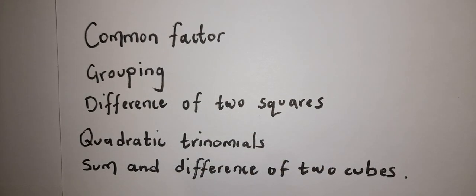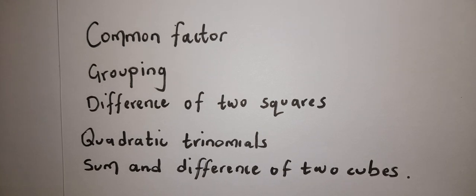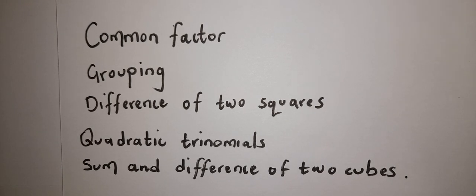So a common factor is simply a term or a number or a variable that is common to all the terms. So when you take out the common factor, it's more like dividing by the common factor. The second one is grouping, factorization by grouping, factorizing a difference of two squares, and then factorizing quadratic trinomials, and then lastly the sum and difference of two cubes.